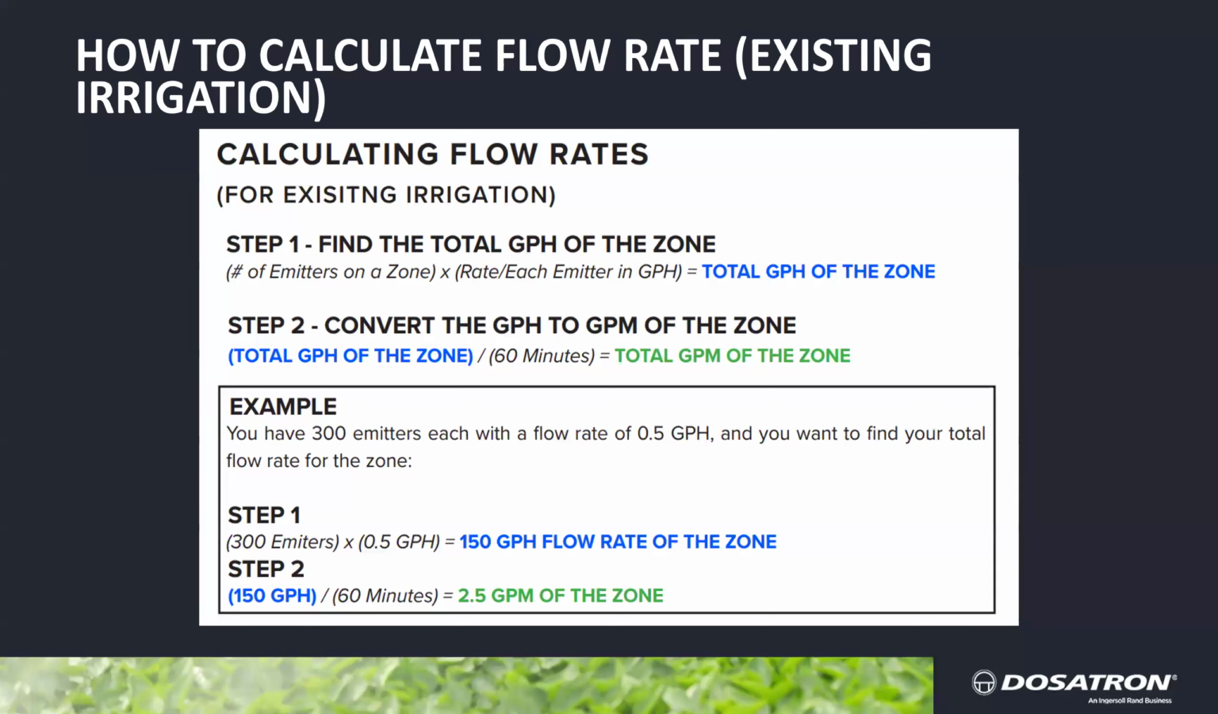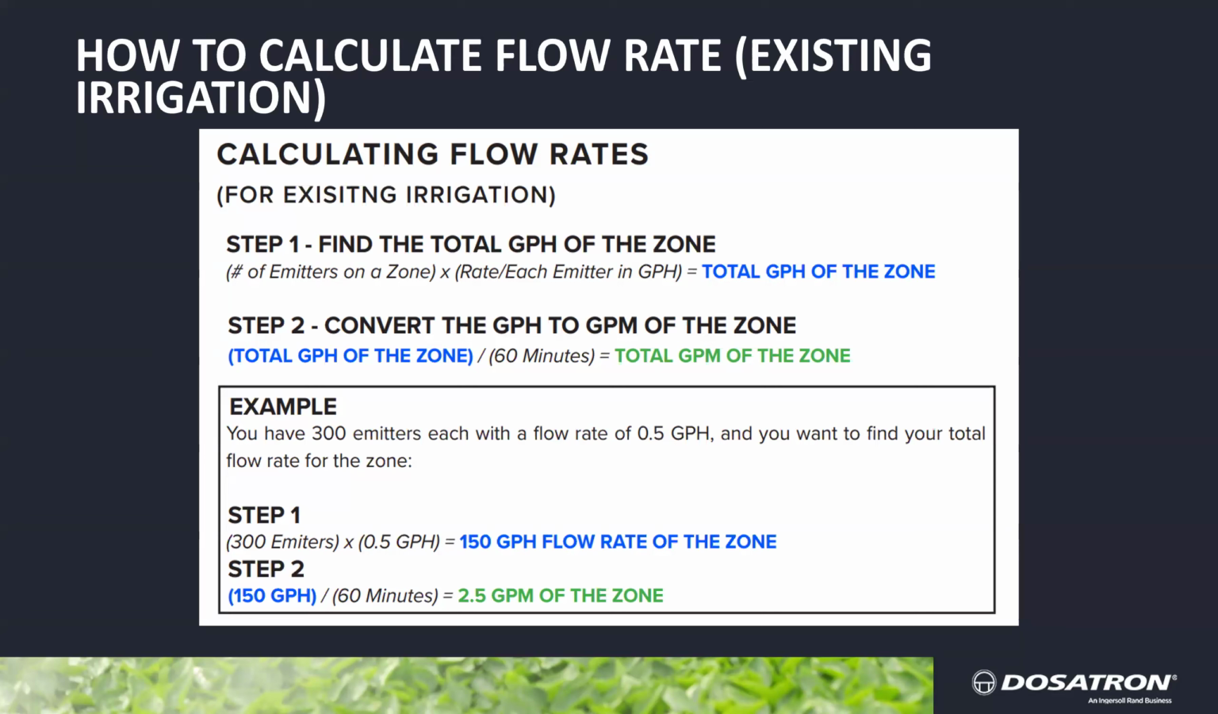If it's not in gallons per hour, that's okay. We're still going to figure it out and get a total gallon per hour, or total outlet, of that zone. We then take that total GPH and we can divide by 60 minutes.